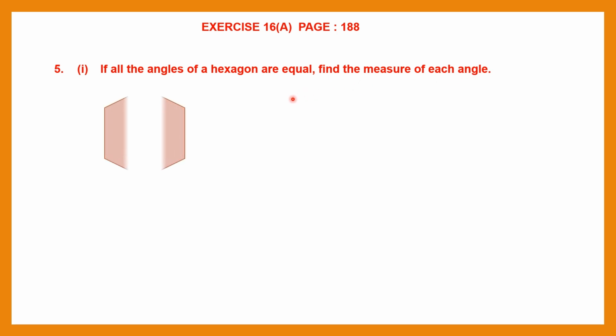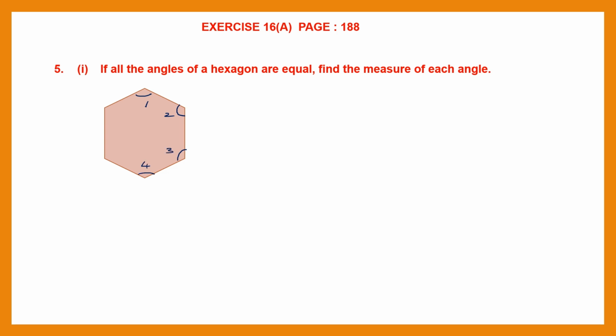So what is a hexagon? It is a six-sided polygon. Now here we are asked to find the measure of each angle if all the angles are equal. Now this is a hexagon like I said, and what are the angles here? We have 1, then here we have 2, here we have 3. These are all the interior angles.